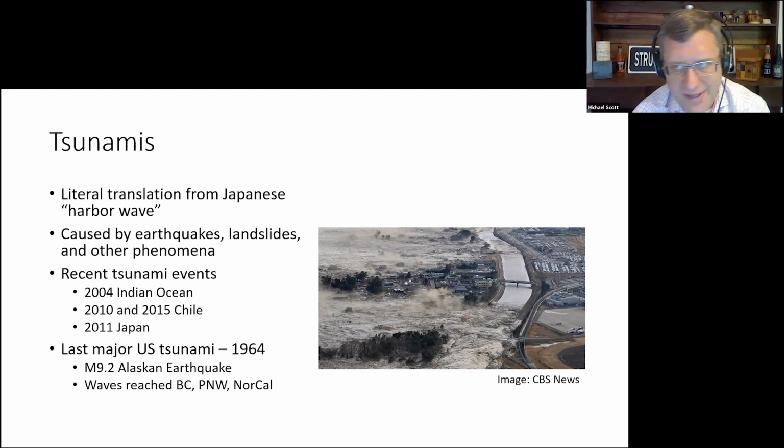In terms of the US, the last major tsunami was in 1964, caused by a magnitude 9.2 earthquake in Alaska, but waves reached as far as British Columbia on the west coast of Canada, the Pacific Northwest in the US, and Northern California. Sorry for all the abbreviations here, but British Columbia is BC, PNW is the Pacific Northwest United States, and NorCal is Northern California.